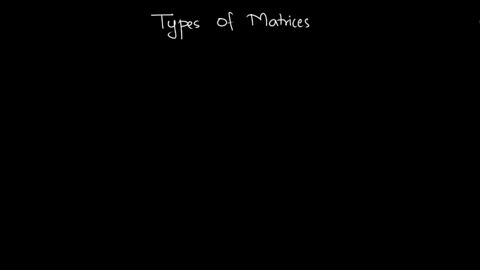So in this video, let's discuss some basic types of matrices. The first type we have is a row matrix. A lot of these names are rather self-explanatory. So a row matrix is just a matrix where all the elements are arranged in a single row. So if I have a matrix like this, which is a 1 by 3 matrix, 1 row, 3 columns, that is nothing but a row matrix.